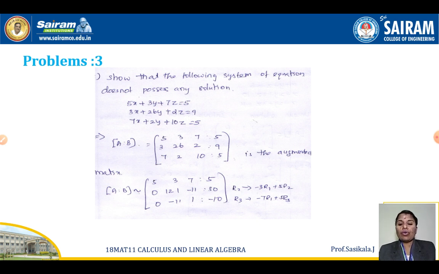Augmented matrix. So we'll take it as AB. Write all the coefficients in the augmented matrix, which will be equivalent to, make it 0 for the 3 and 7. What you have to do: R2 implies multiply 3 with R1 and 5 with R2, because we don't have any common factor here. So minus 3R1 plus 5R2. Then similarly you can simplify, you will get 0, 121, minus 11 and 30. The next one, R3 implies minus 7 into R1 and then 5 into R3. Then you will get the new R3, isn't it? So 0, minus 11, 1 and minus 10.